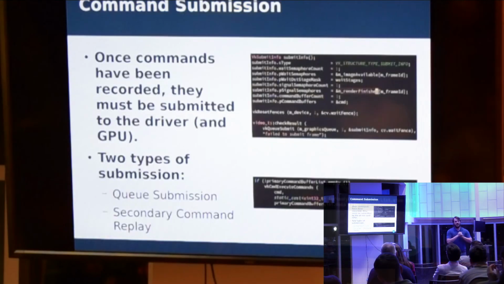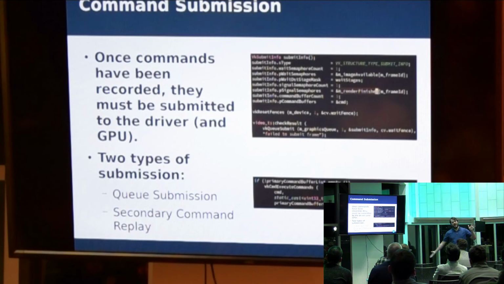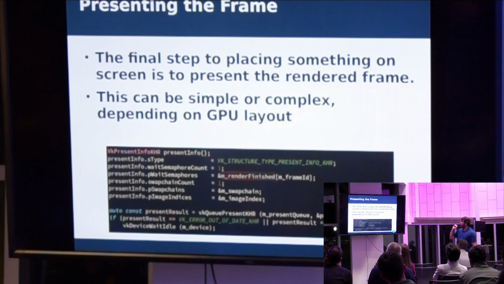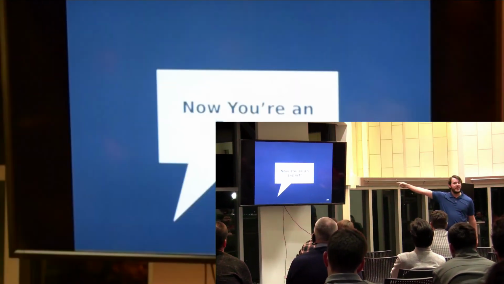And then, once you have your commands written, you can submit your commands. There's two kinds of commands, primary and secondary. Secondary commands you can record from anywhere, on any thread, you've got to do it right, and then you can take them all and shove them into a primary command. Once you've done that, you can submit all your commands and present the frame. And presenting the frame, sometimes you have to do weird things like send it through transitions of layouts and formats and getting in screen space and sending it from one GPU to another. Oh, now you're an expert!